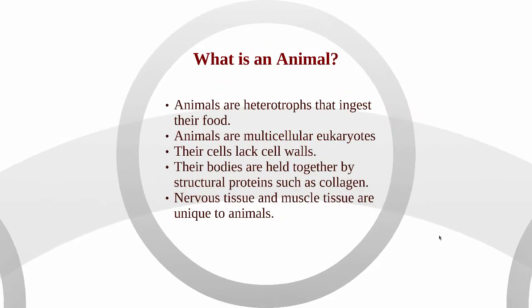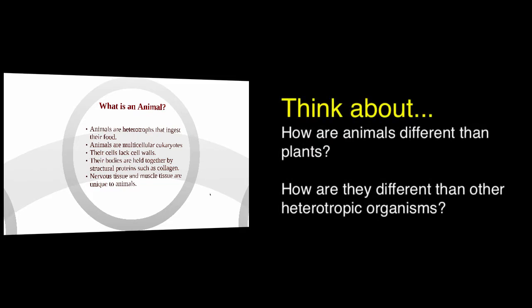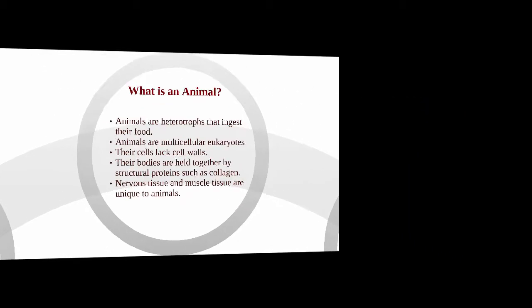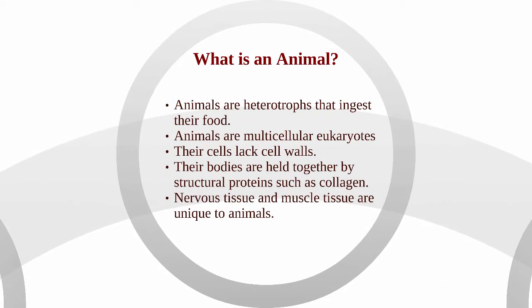The first thing I think that we ought to do is define the term. Animals are heterotrophic. That means that they have to eat. They are multicellular, eukaryotic. Unlike plants, they lack cell walls. Remember, they have cell membranes, but not cell walls. Their bodies are held together by structural proteins such as collagen, and they have nervous and muscle tissue. Okay, so these are the properties of an animal.